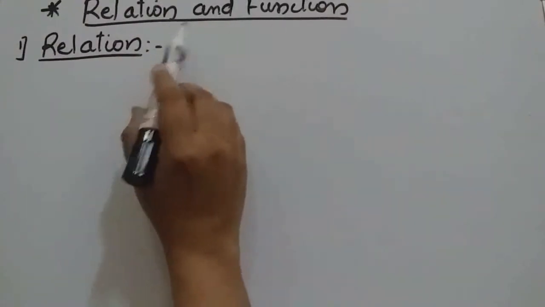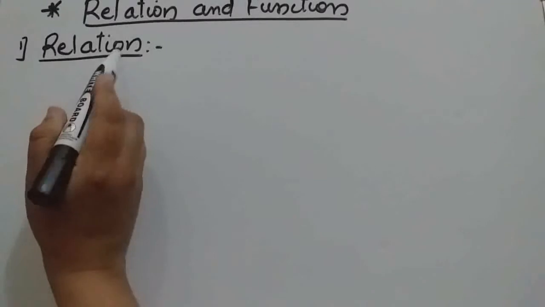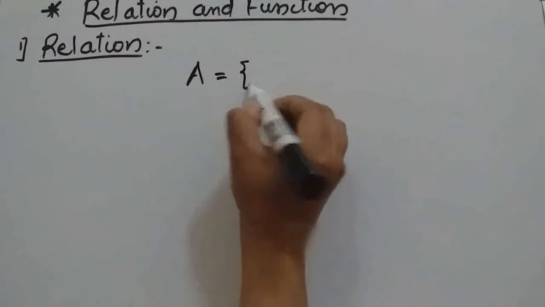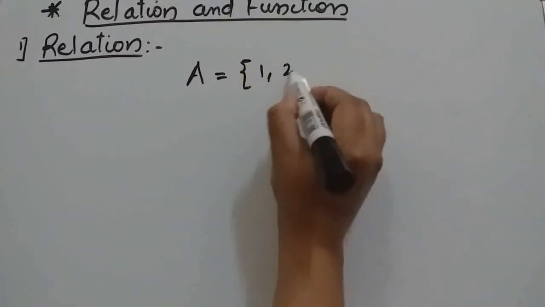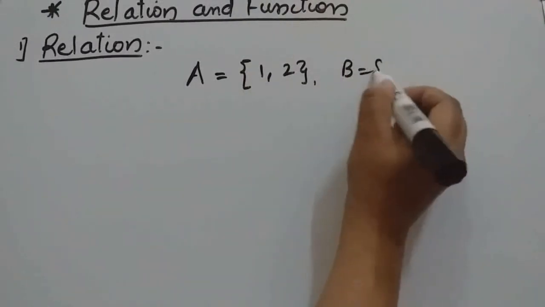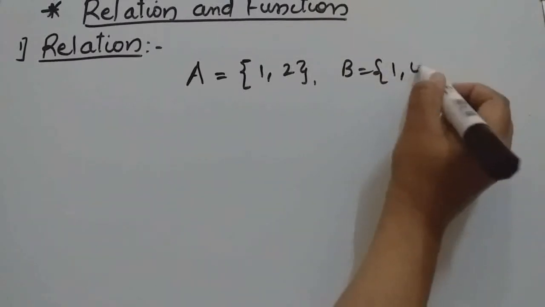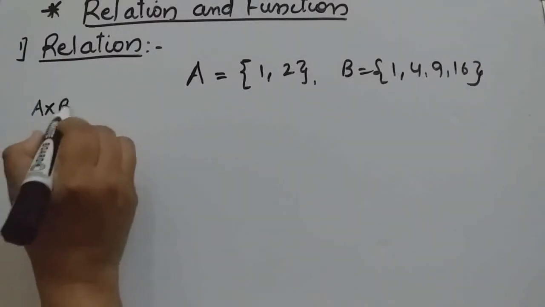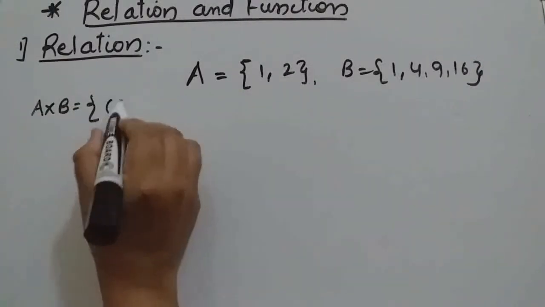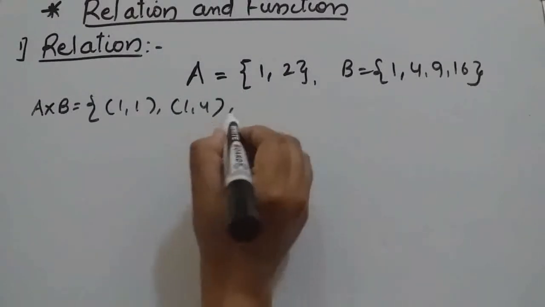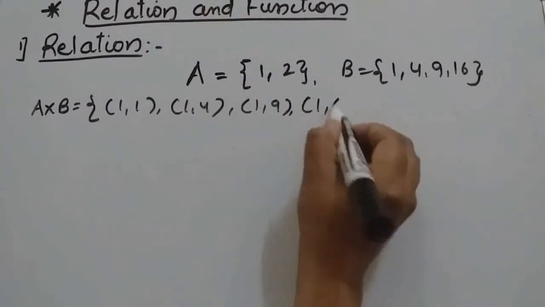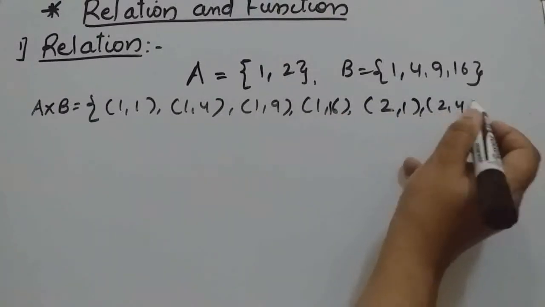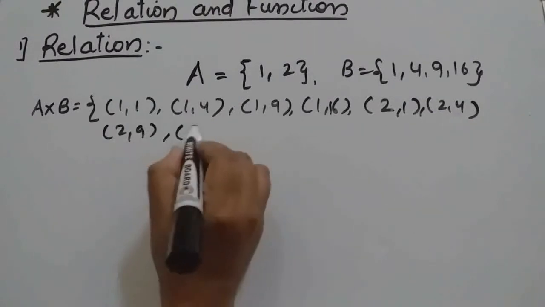In relation and function, the second topic is relation. See, we learnt sets in the first chapter, isn't it? Suppose A is {1, 2}, and we have learned Cartesian product also. So what will be the Cartesian product of A and B? 1 comma 1, 1 comma 4, 1 comma 9, 1 comma 16, isn't it? Then 2 comma 1, 2 comma 4, 2 comma 9, and 2 comma 16.